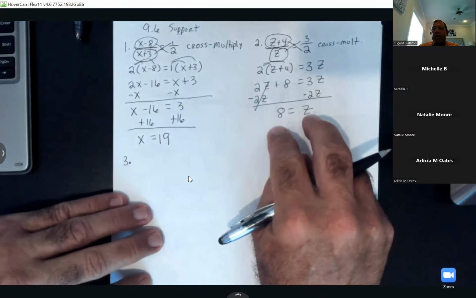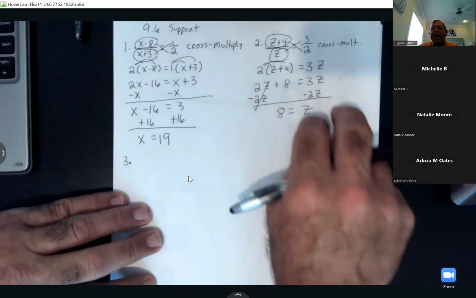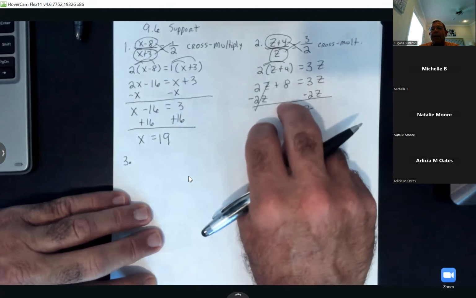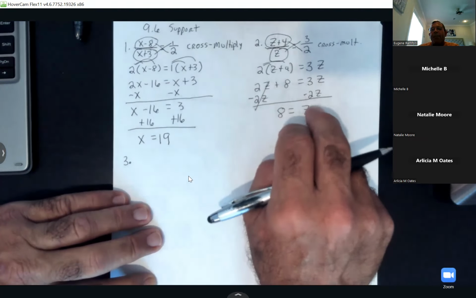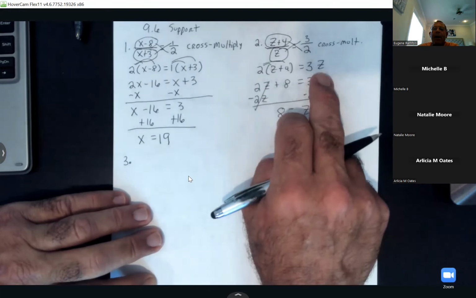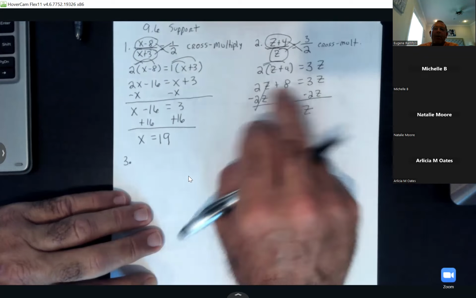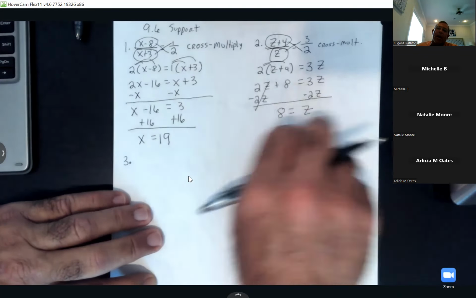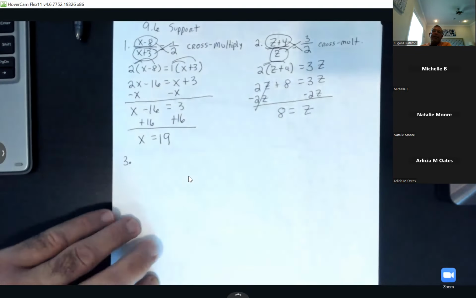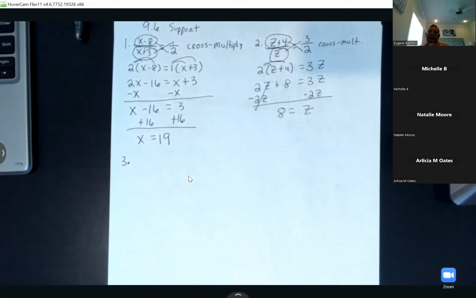So just get used to it, it don't matter what side you leave that variable on. Because right here, I could have subtracted 3Z and I would have had a 0 here, but then I'd have started having to do a lot of crazy stuff to it, okay? So I always try to do these in the fewest amount of steps that I can.